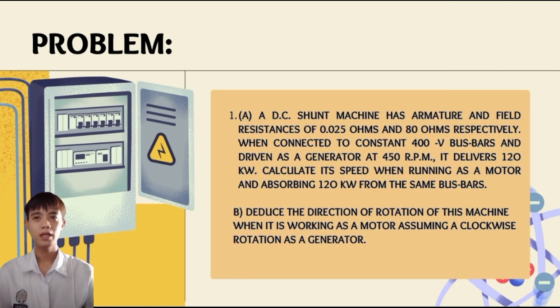So here's the problem. Number 1A. A DC shunt machine has armature and field resistance of 0.025 ohms and 80 ohms respectively. When it is connected to a constant 400 volts bus bar and driven as a generator at 450 RPM, it delivers 120 kilowatts. Calculate its speed when running as a motor and absorbing 120 kilowatts from the same bus bar. B. Deduce the direction of rotation of this machine when it is working as a motor, assuming a clockwise rotation as a generator.